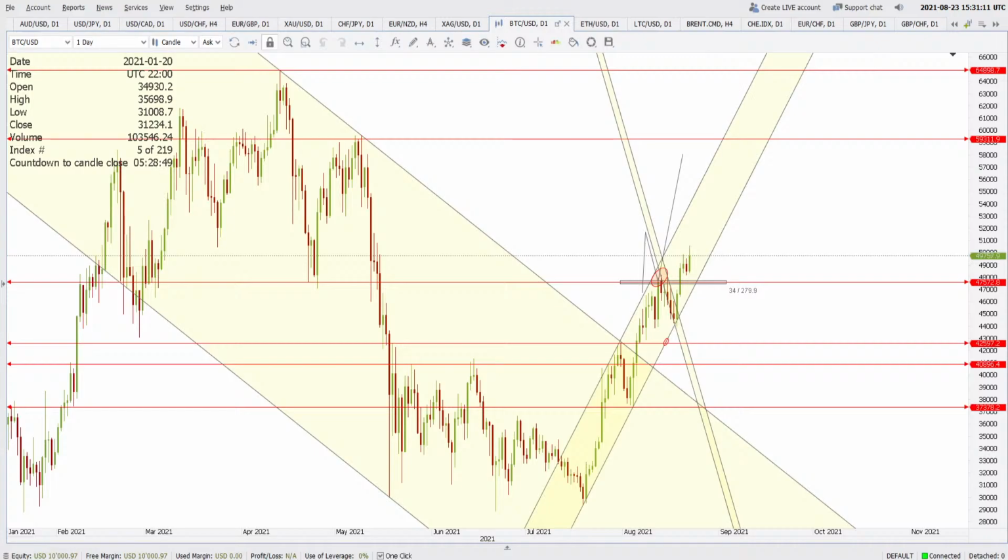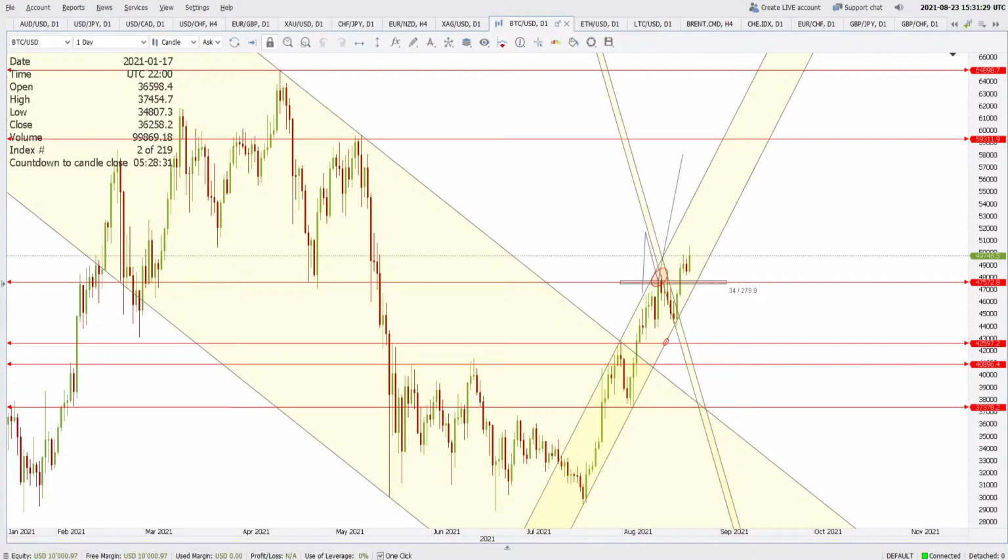And if that support is broken, then we'll be looking for 42,597 as the fresh support, and after that 40,896 as the fresh support for the price. I hope that is okay.